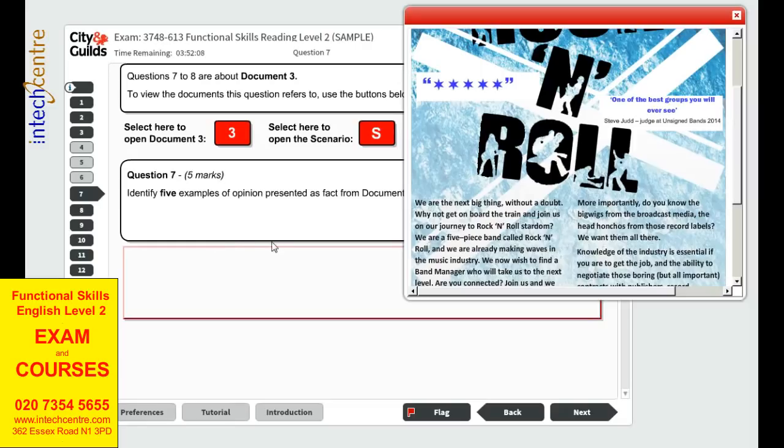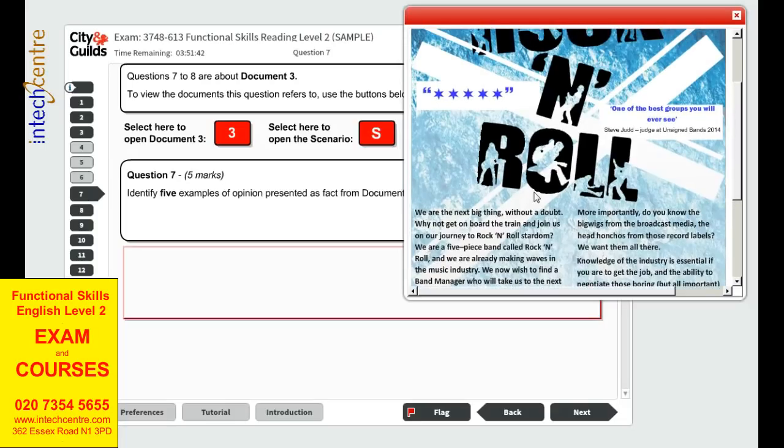Biased phrases as well. They could either ask you about opinions presented as fact or biased phrases. A biased phrase is very important because often candidates struggle in detecting bias within a source document. Again, bias is very similar to opinion presented as fact. It's just a statement that is presented to be true, but it's actually an opinion. It's a one-sided opinion, basically.